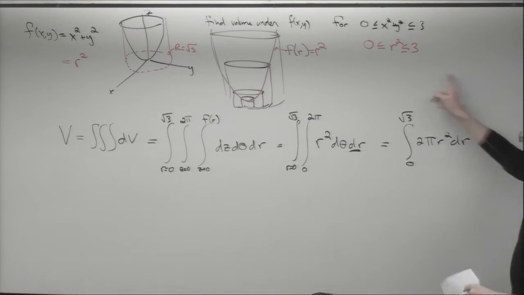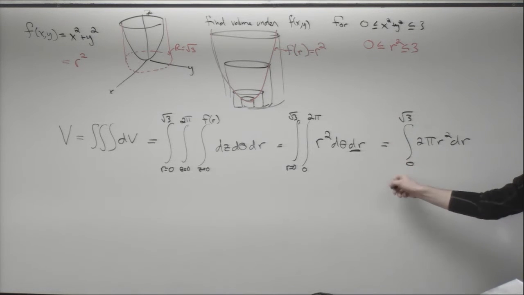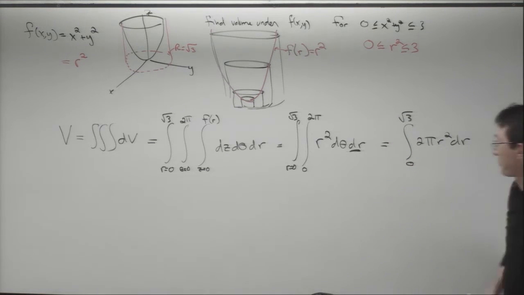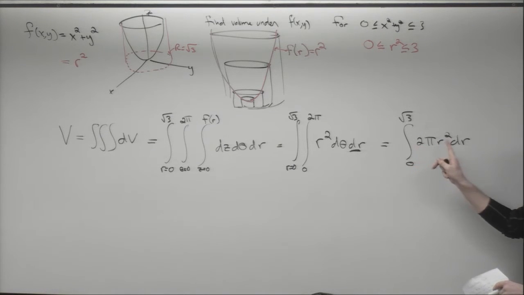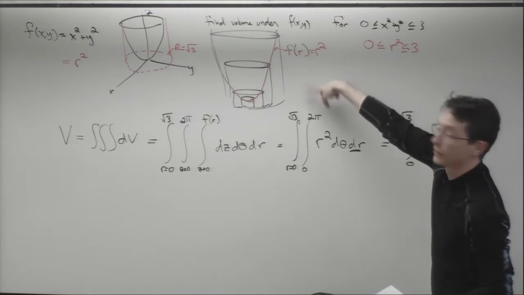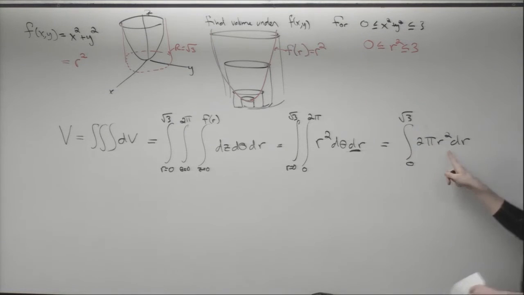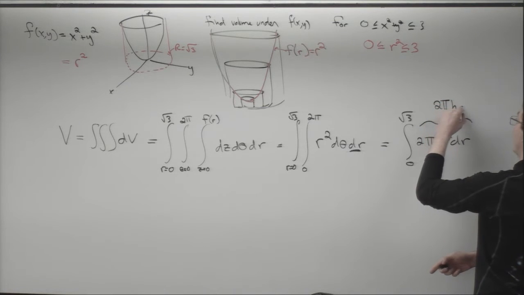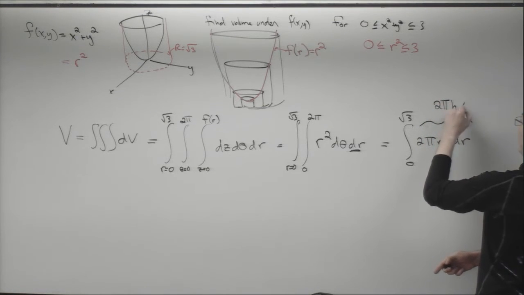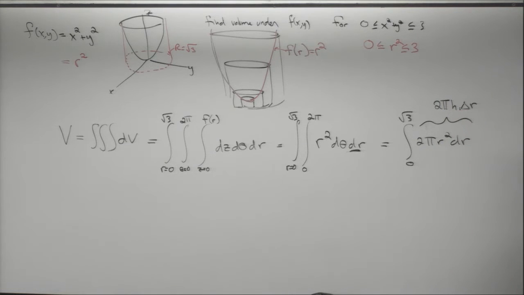This is the formula for cylindrical shells that most of you wish I had just jumped to. Any cylindrical shell has a volume of 2 pi times the height, which here is radius squared, times dr. This is just the formula for a cylindrical shell, 2 pi h delta r, if you like. That's the volume of a very, very thin cylinder of height h.